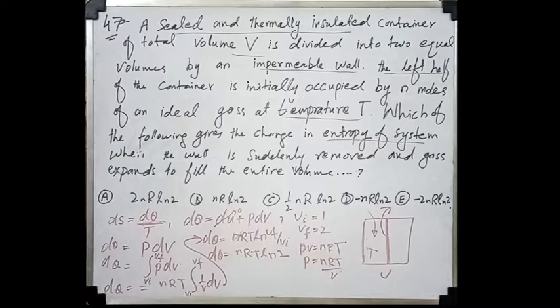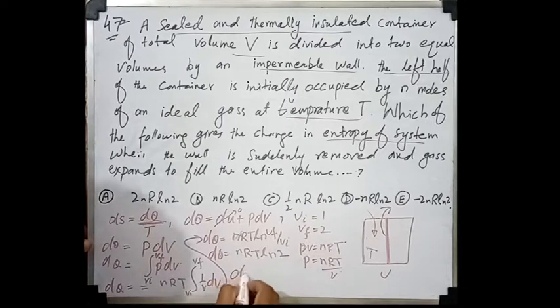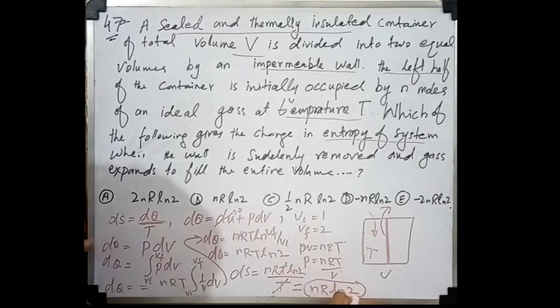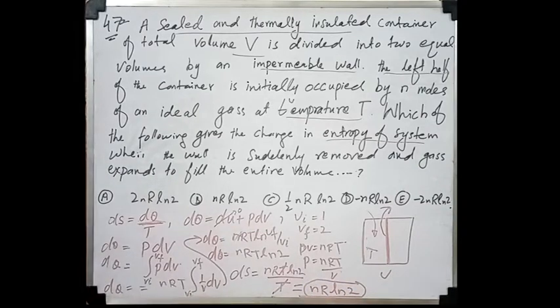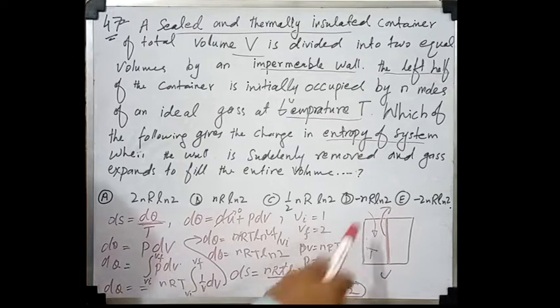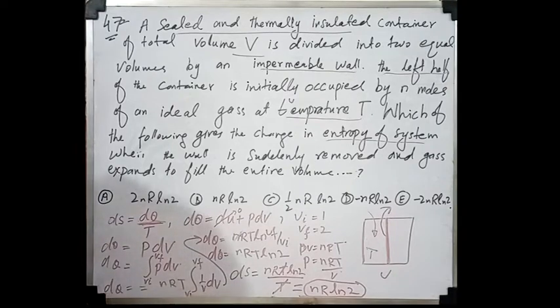Now the formula for entropy change is dS = nRT ln 2 divided by T. T will cancel out with T, so the change in entropy will be equal to nR ln 2. This will be our right answer. If the impermeable wall in between the box is suddenly removed, the gas will expand to double its initial volume, and the entropy change will be nR ln 2. So option B is our right option.